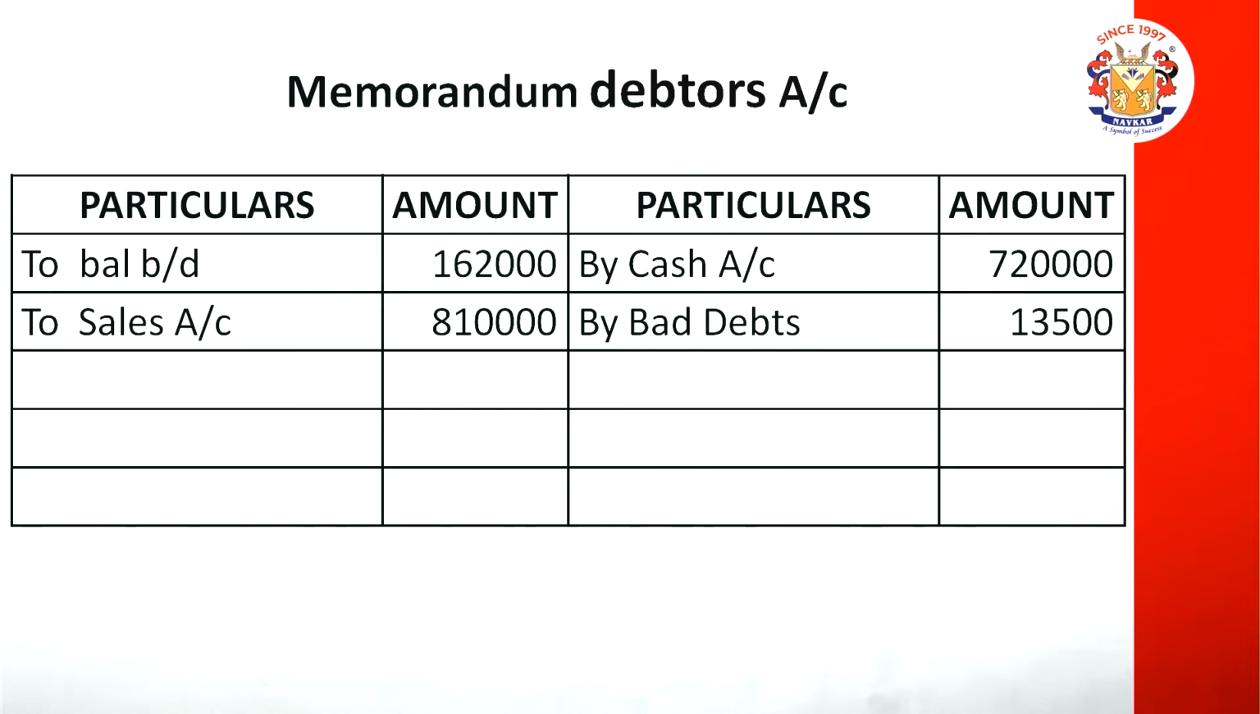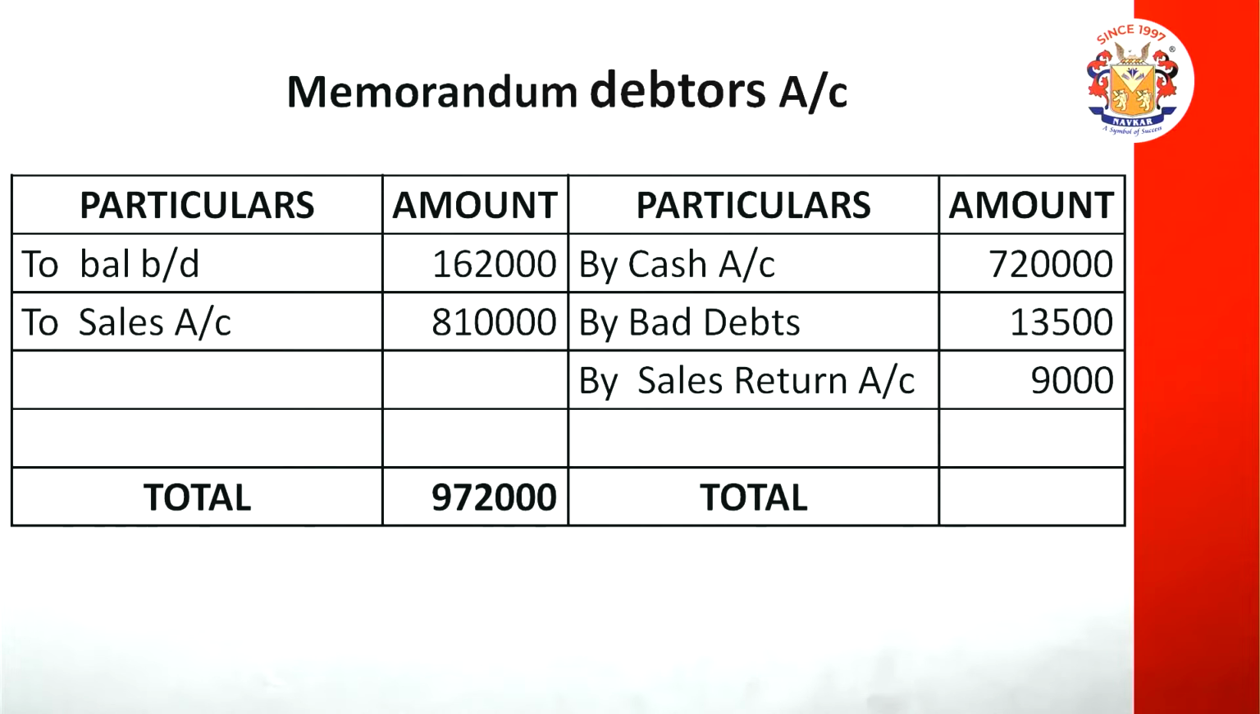13,500. Sales return 9,000. All this data is already available in the question. All kinds of information are already available in the question.